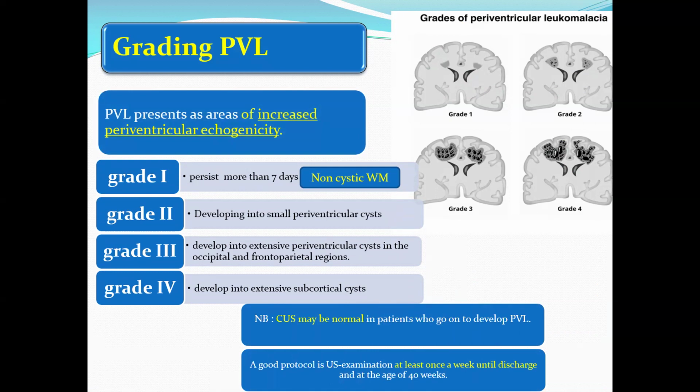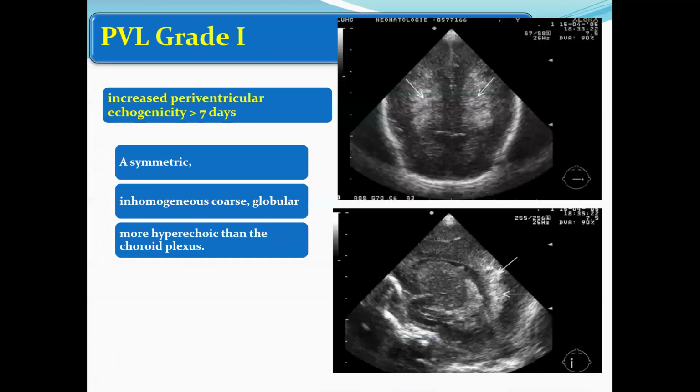Cranial ultrasound may be normal in patients who go on to develop PVL. And so a good protocol is ultrasound examination weekly until discharge for all preterm infants, as we said before in the screening program. We will start from grade 1: increased periventricular echogenicity for more than 7 days. It is asymmetric, this is larger, this is smaller. Inhomogeneous, coarse, globular, and may be more hyperechoic than the choroid plexus.